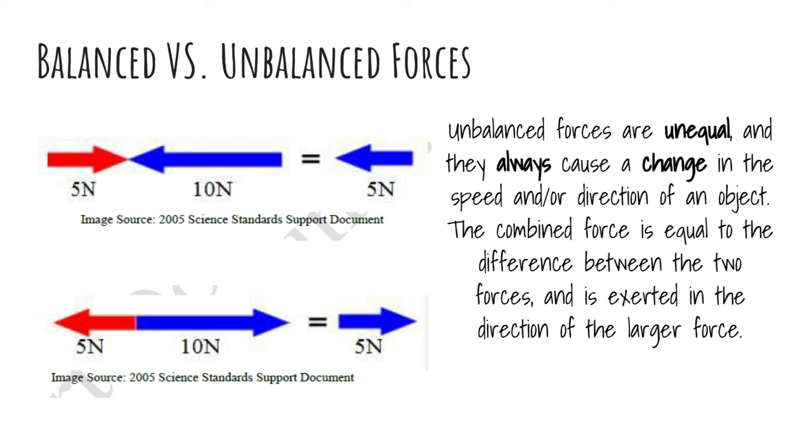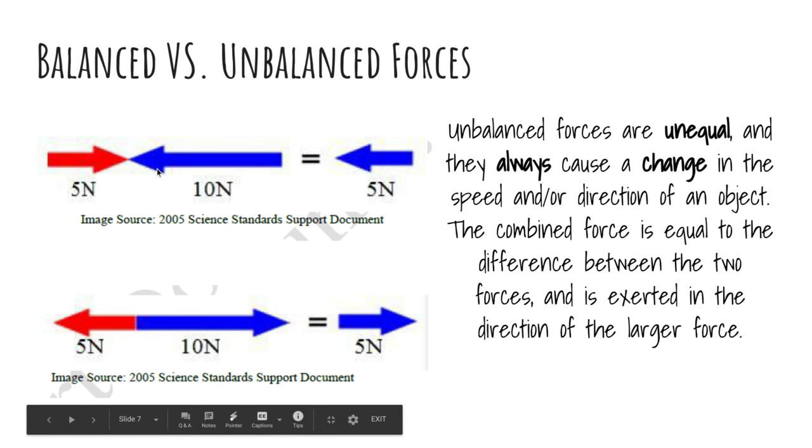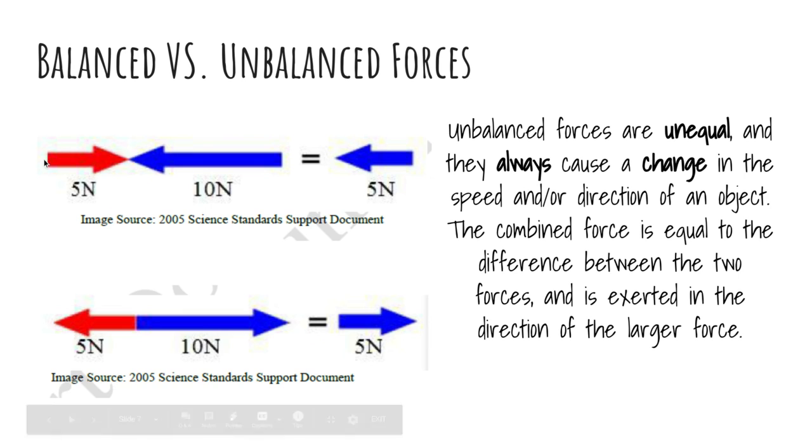And then we have unbalanced forces. They are unequal. Okay, so they're opposite in direction and they are unequal in strength. And they will always cause a change in the direction or speed of an object. So over here we have two forces pushing on an object. The force pushing to the right is with 5 newtons. The force pushing to the left is with 10 newtons. So the force with 10 newtons is going to win over the force with 5 newtons.